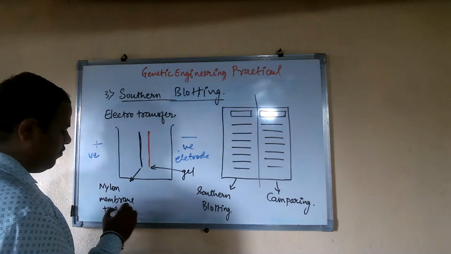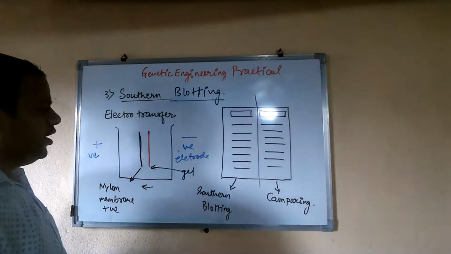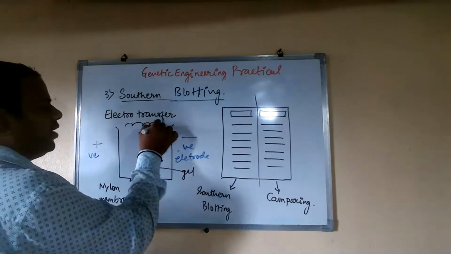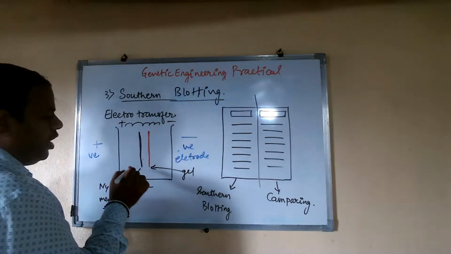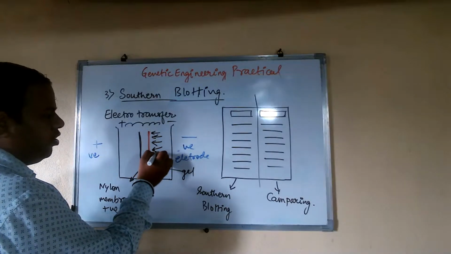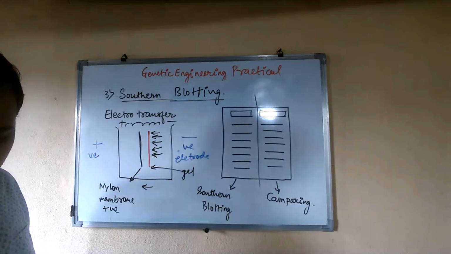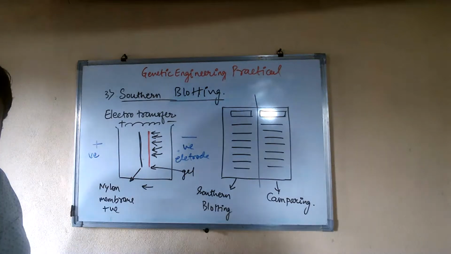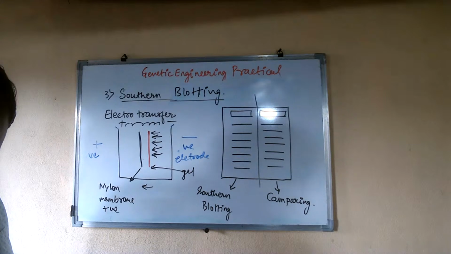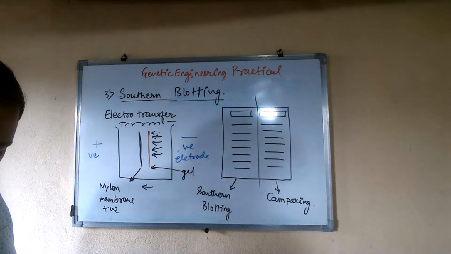The nylon membrane has a positive charge and DNA is negative in charge, so DNA will bind to this membrane. There is an electric field supplied here. So all the DNA bands will be blotted onto the nylon membrane. This generally takes place for about 3 hours, depending on the size of the DNA.